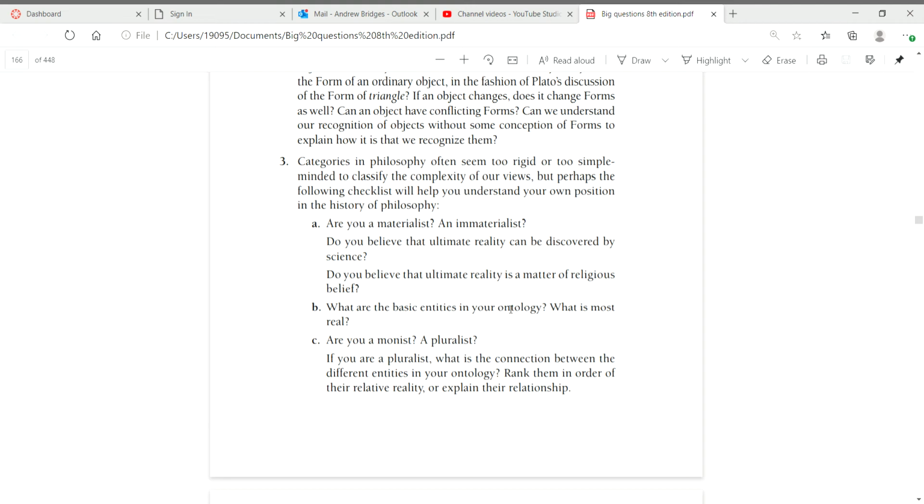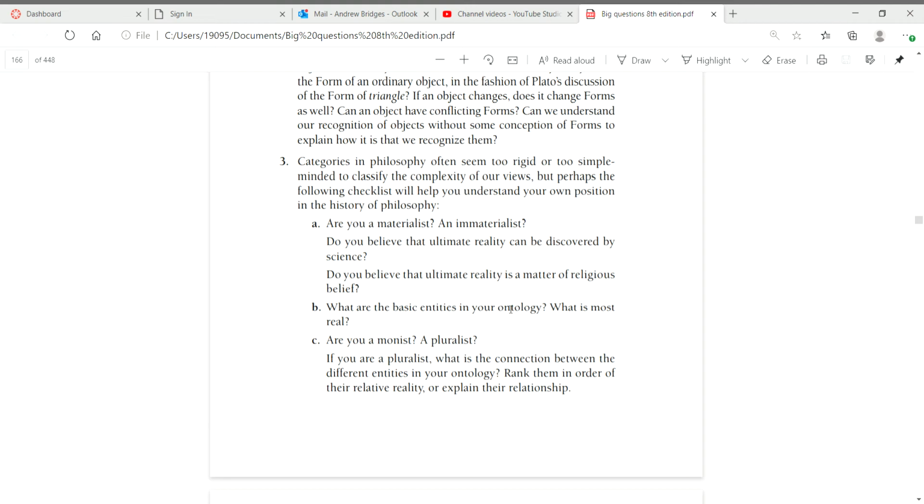Part B: What are the basic entities in your ontology? What is most real? Now, basic entities essentially mean those entities, if there are any, that are not dependent on other entities. What is sort of the origin of your cosmology? If certain things caused other things to exist, what are those things that either weren't caused, always existed, or are somewhat independent from other things, might be a way of looking at it.